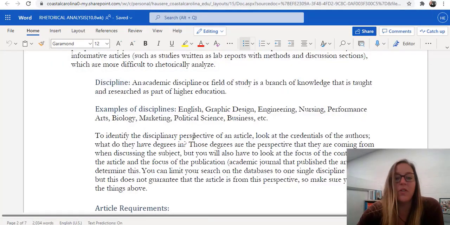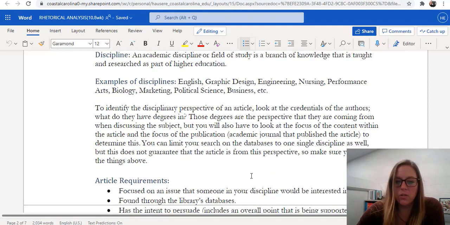So a discipline is a field of study, an academic field of study. And so you're going to school for something, right? And if you're just getting your associate's degree, are you specializing in a certain one, or are you planning on transferring to a 4-year university? If you're just getting your associate's degree, your specific associate's degree, then you can choose that as your discipline. If you're planning on transferring, then the major that you plan on pursuing will be your academic discipline. Some academic disciplines include English, graphic design, engineering, nursing, performance arts, biology, marketing, political science, business, etc.